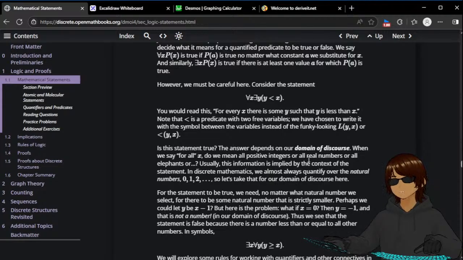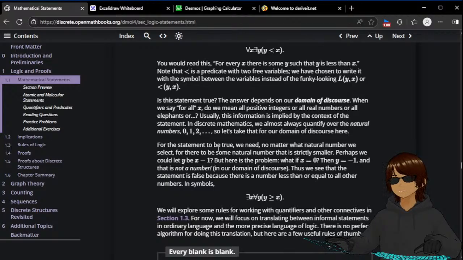The answer depends on your domain of discourse. When we say for all x, do we mean all positive integers, or all real numbers, or all elephants? Usually this information is supplied by the context of the statement. In discrete mathematics, we always quantify over natural numbers. So let's take that for our domain of discourse here.